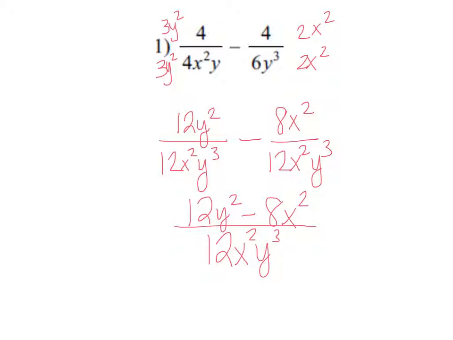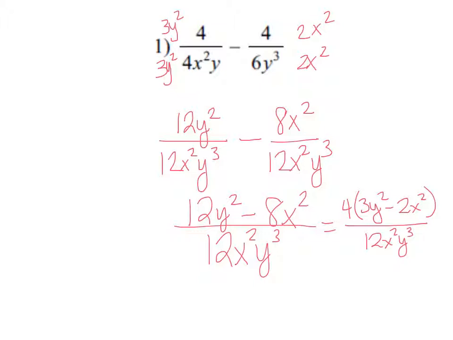What I really see, though, are the numbers. I've got a 12, an 8, and a 12. And so I can kind of divide those out. Now, I can't do the 12 divided by 12. I really have to find something that goes into all of them. And what I'm really doing is saying in that numerator, I could factor out a 4. And then I'd have a 3y squared minus 2x squared over this 12x squared y cubed.